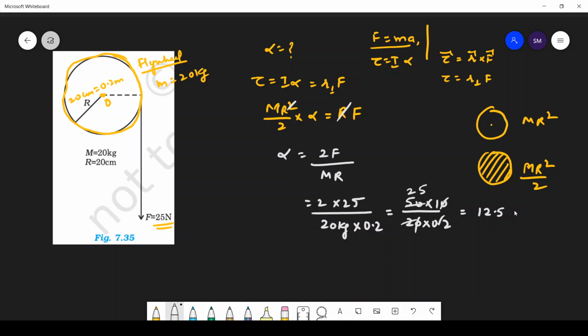Sir, cancel 25 with 2. 12.5 radians per second square. Okay, yes, sir, that's correct. Now let us quickly do the B part. What is the work done in unwinding this? So dW is equal to, yes, tell me the formula, come on quick. dW is equal to tau into d theta.